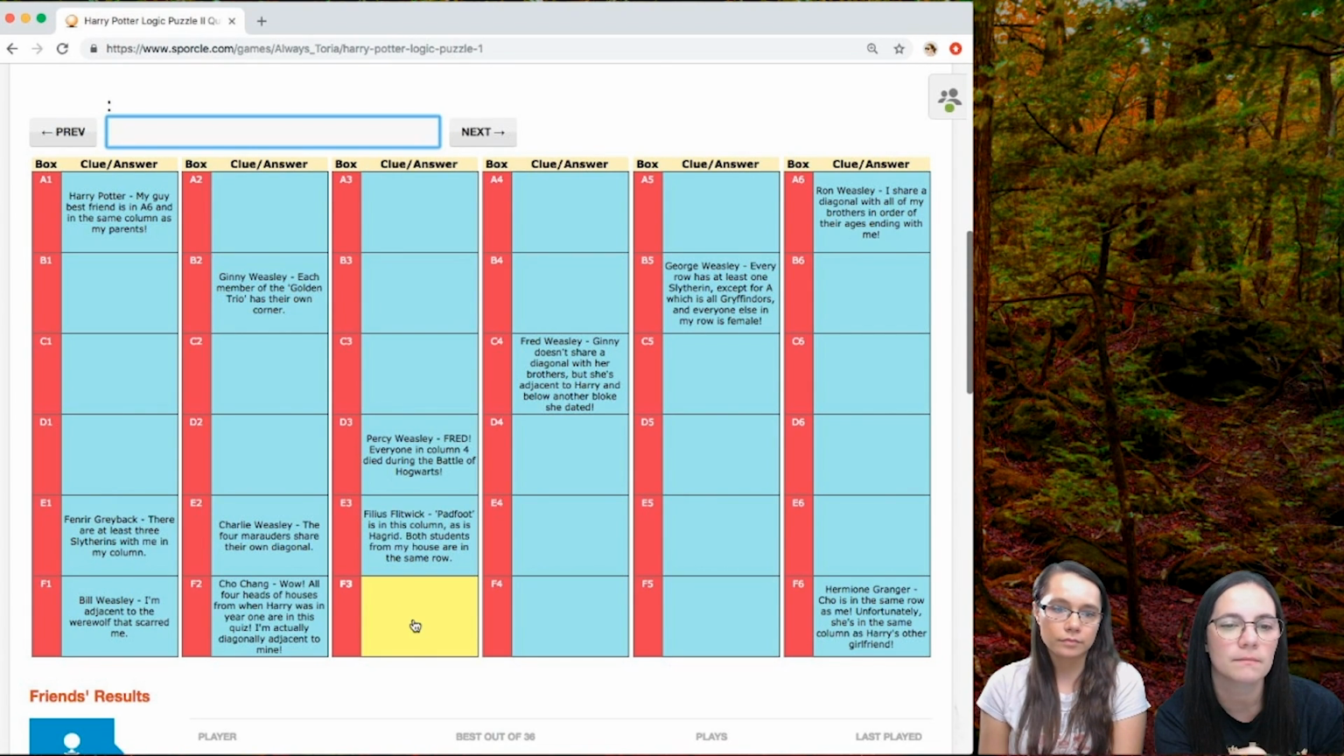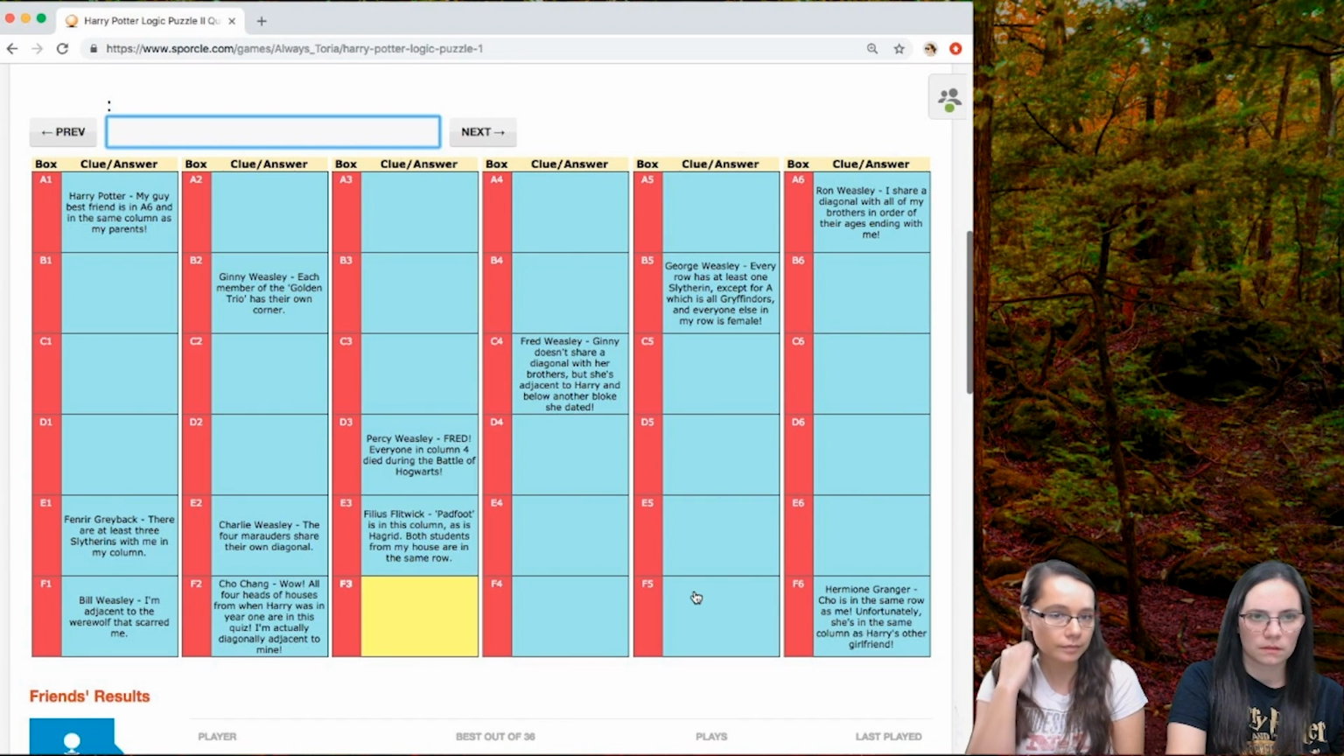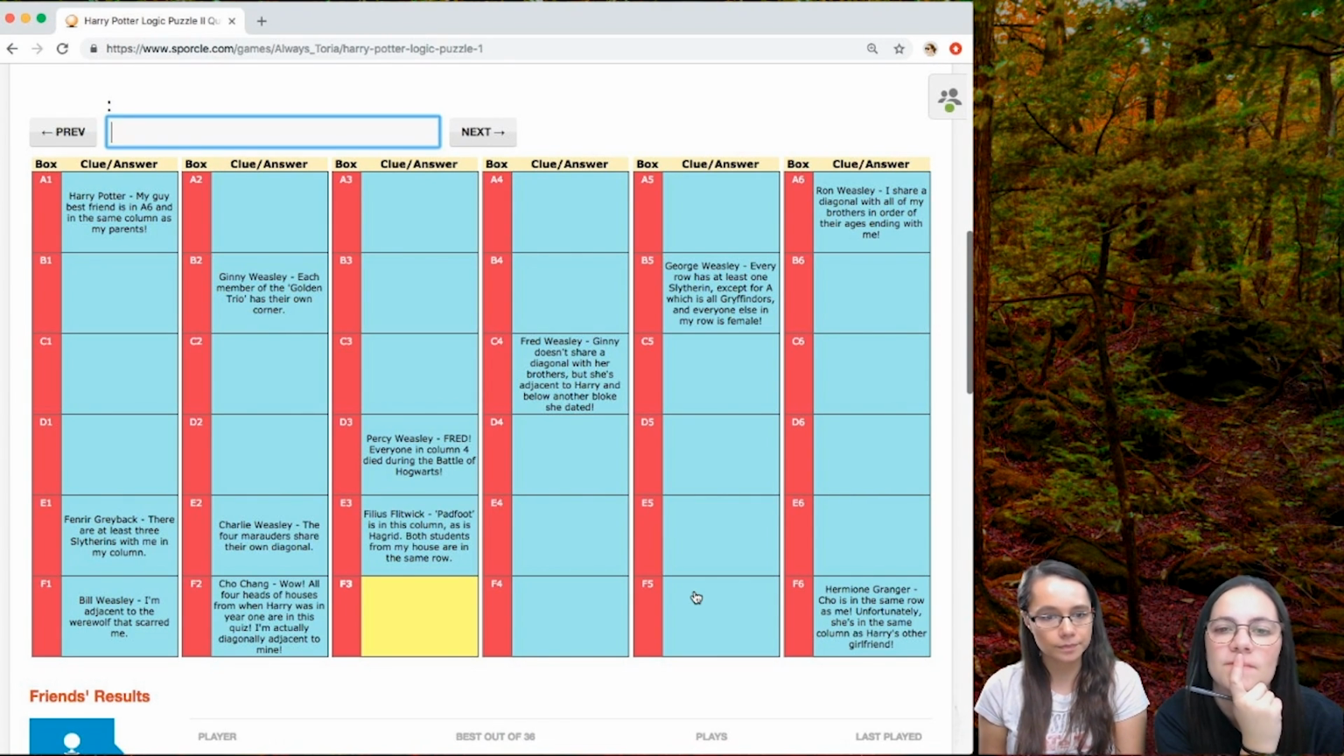Because he has to be in a column that diagonally works with column 6. But it could be A3 or F3. And I was just thinking that this C column has to be everyone who dies in the Battle of Hogwarts. So that means that Lupin is in this column, or in this 4 column, with Fred. So that makes Pettigrew in 5. Peter equals 5.